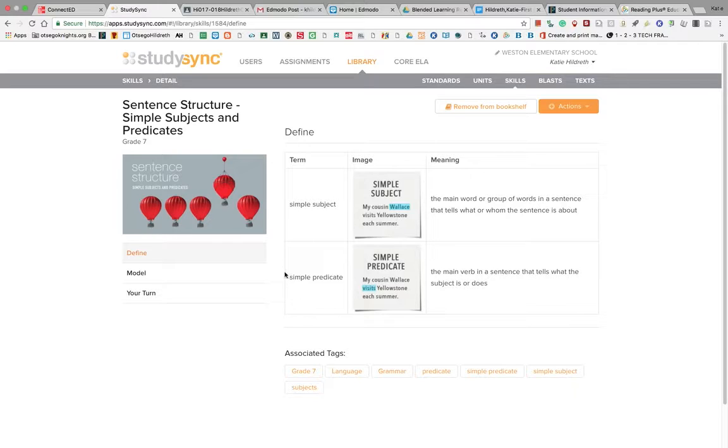Okay, then we have our other part of our sentence, which is the predicate. The simple predicate, if you look at your example, my cousin Wallace visits Yellowstone each summer. Okay, visits is what Wallace is doing. It's our verb. So if you look at the meaning, the main verb in a sentence that tells us what the subject is or does. In this case, visits is an action verb, okay? But you can also have state of being verbs or linking verbs, which are like am, is, are, was, or were. But for today, we're focusing on action verbs.